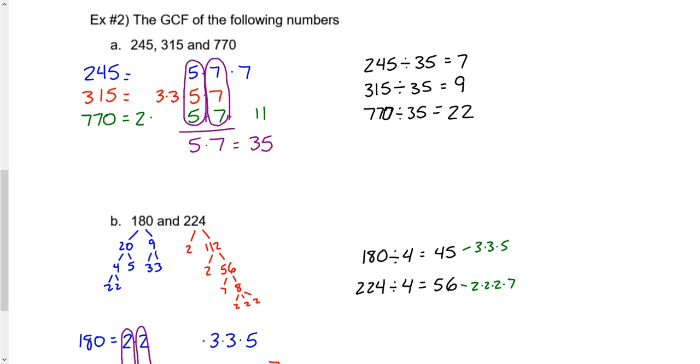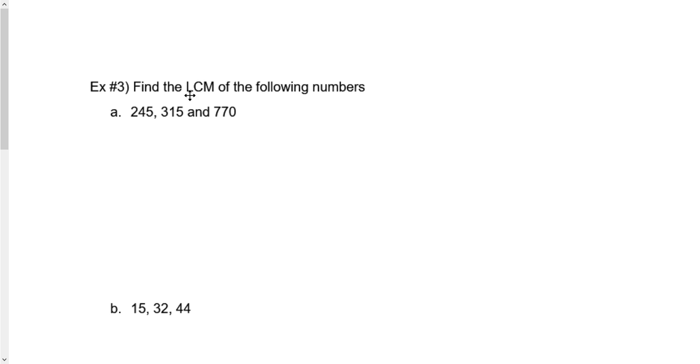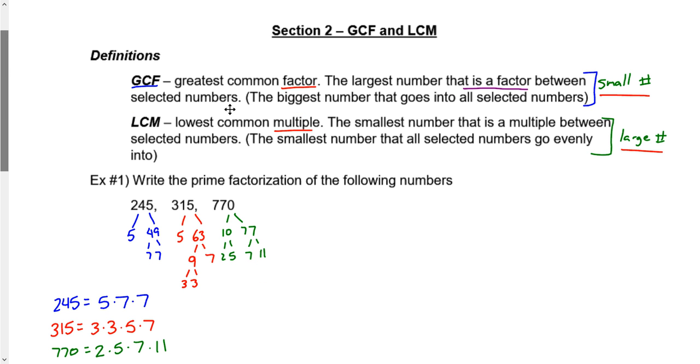So just give me a second. And when we go over to our next page, we're going to talk about our lowest common multiple. So again, just going to go back to the definition. Lowest common multiple is the smallest number that is a multiple between selected numbers.